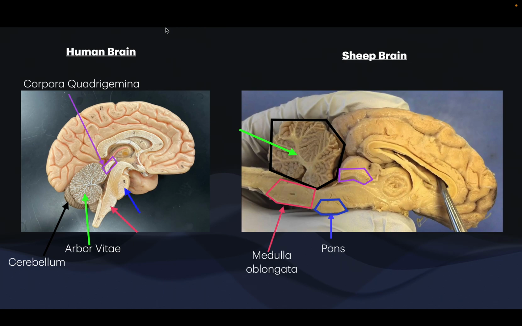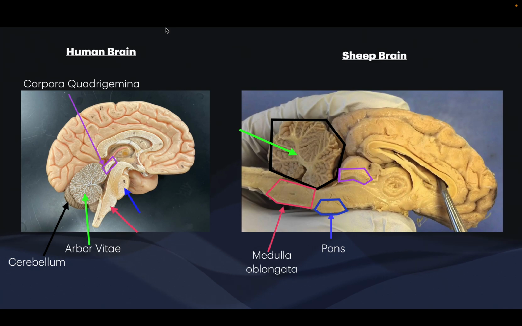The way that I remember that this structure is called the arbor vitae is that it looks like a tree, and arbor in Spanish means tree, therefore arbor vitae. The next one is the corpora quadrigemina, which is depicted in purple. This structure was a bit hard for me to figure out where it was, but it's right next to the cerebellum.